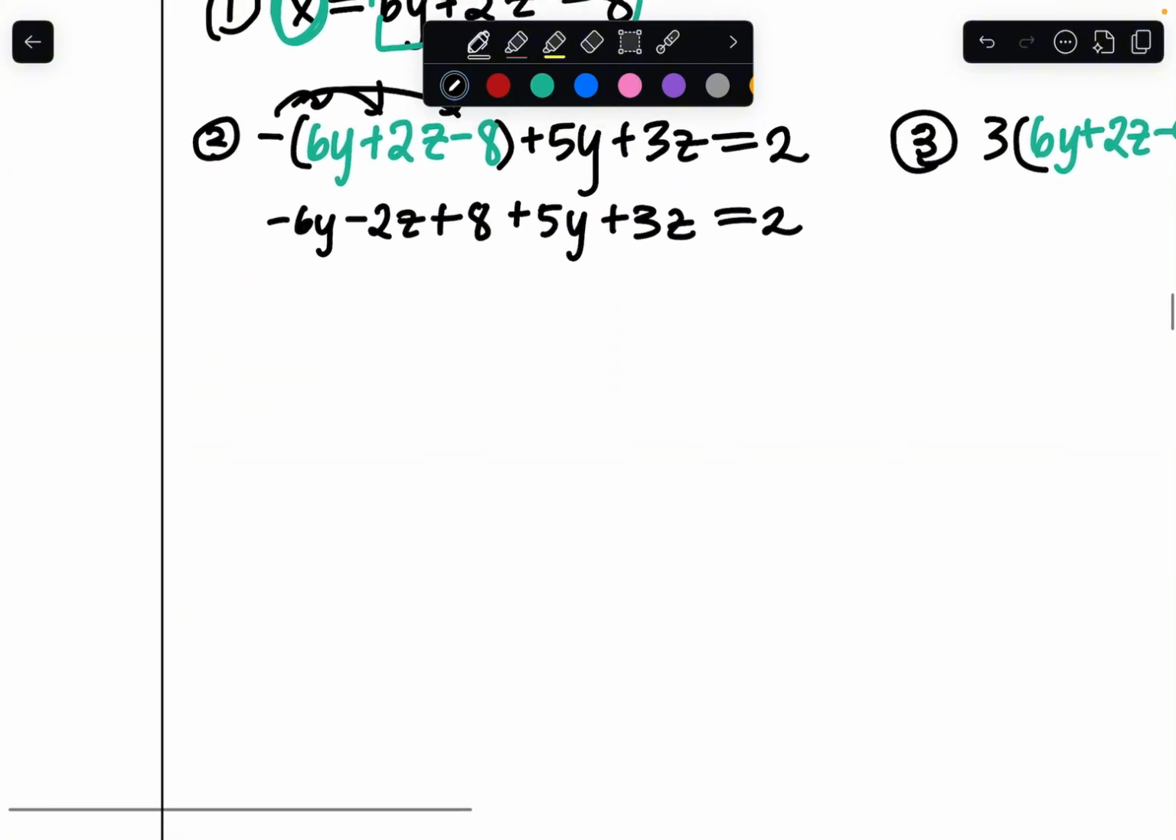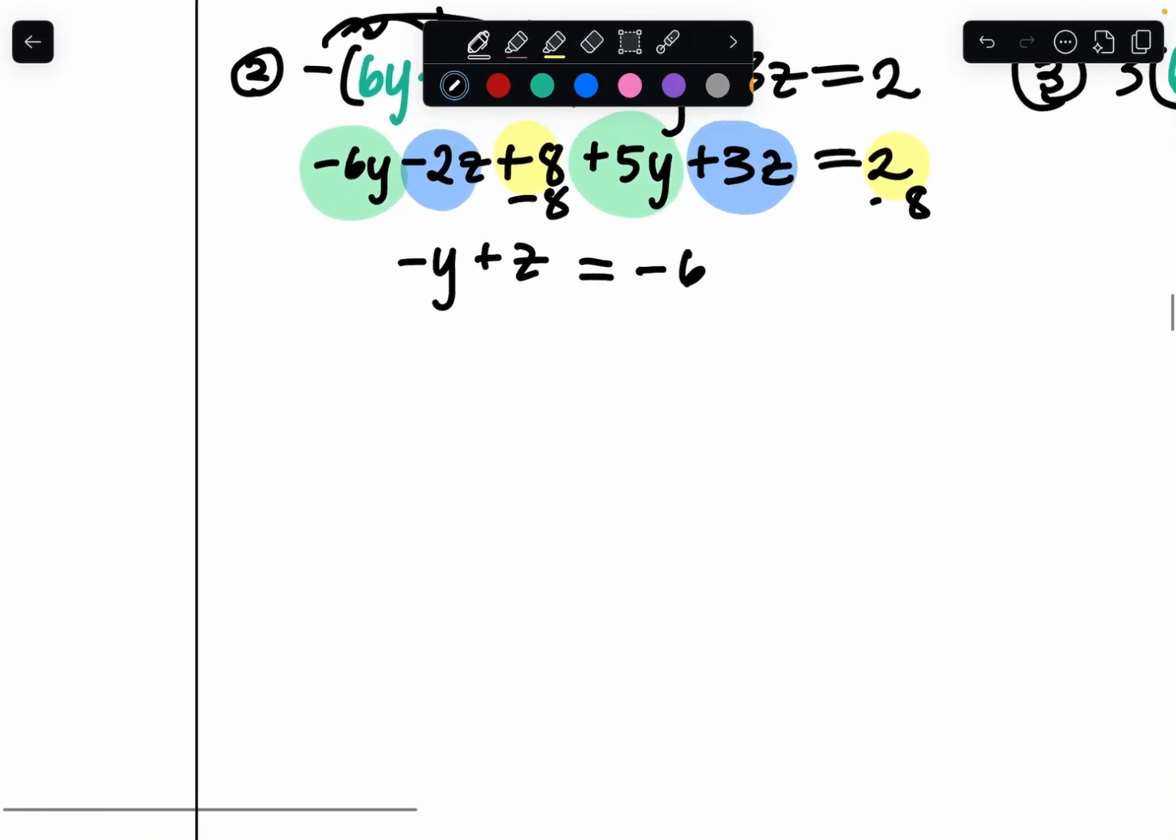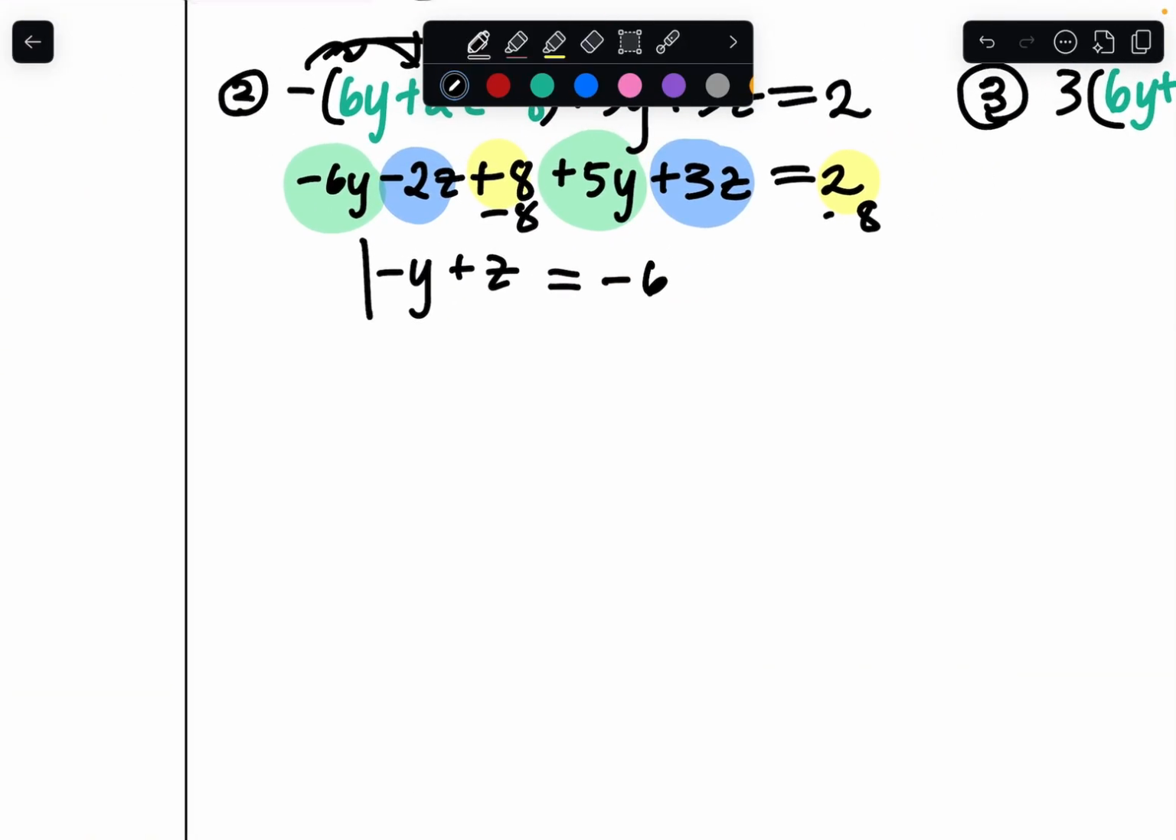Next, you're going to combine your like terms. And so I have a negative 6y and a 5y would give me negative 1y. And then I have a negative 2z plus 3z, which is just positive z. And then you want to move the constant to the other side. Okay, and so minus 8 from both sides would give us a negative 6. You want it in standard form. Okay, and so I'm going to box this equation, and I'm going to call it equation 4.